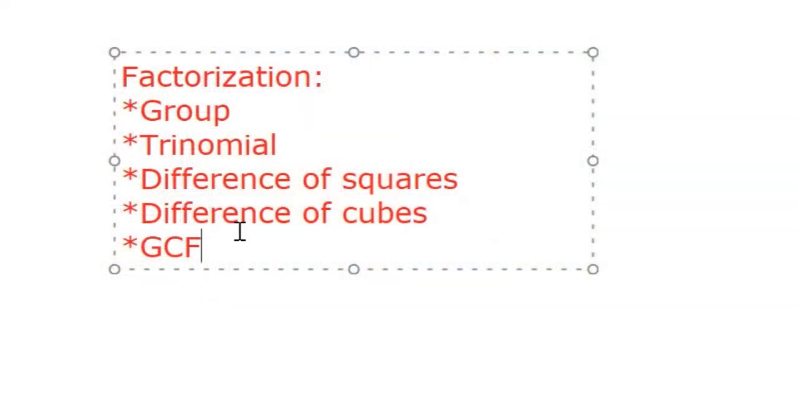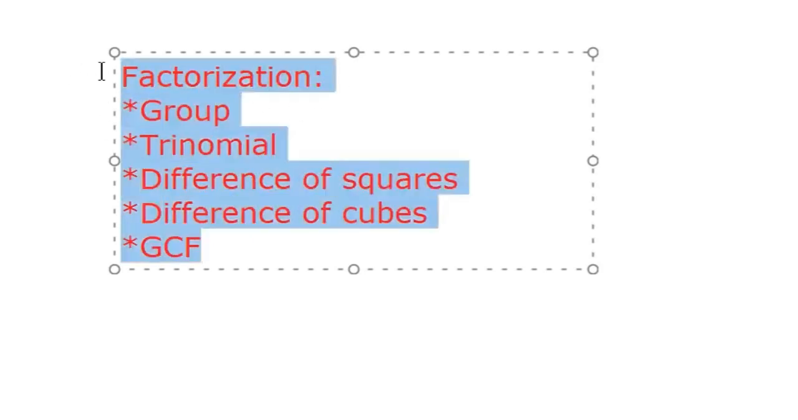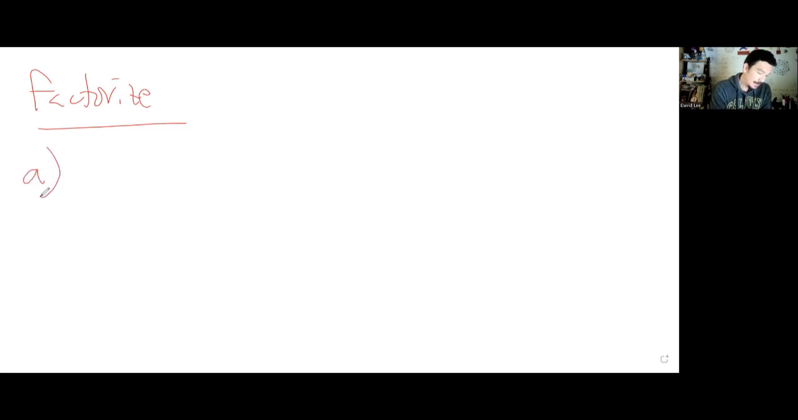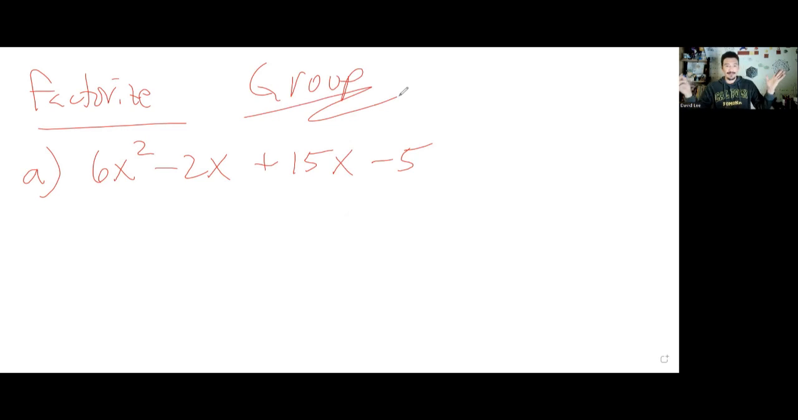Okay, so I want this video to focus on the idea of factorization, and we will target these 5 different categories of factorization. So let's begin with the idea of group factorization. For example A, you have 6x squared minus 2x plus 15x minus 5. So right now we are under the umbrella of group factorization. And a lot of times when you have group factorization, you have 4 pieces, right? 1, 2, 3, 4. 4 pieces.